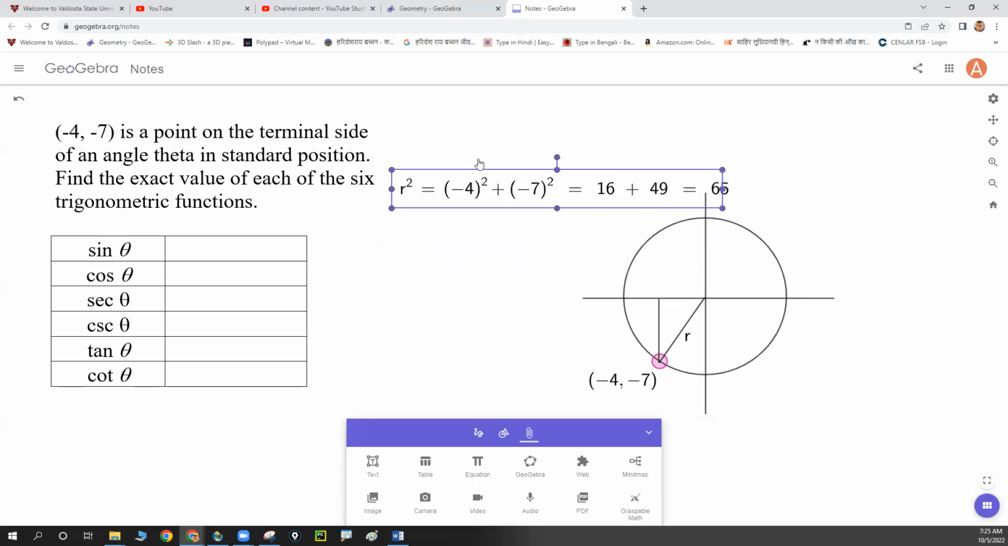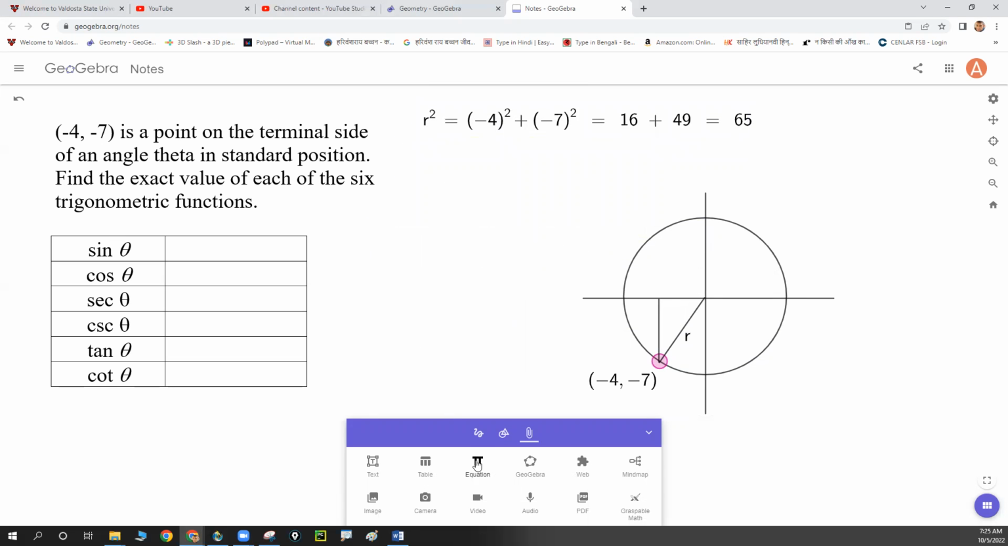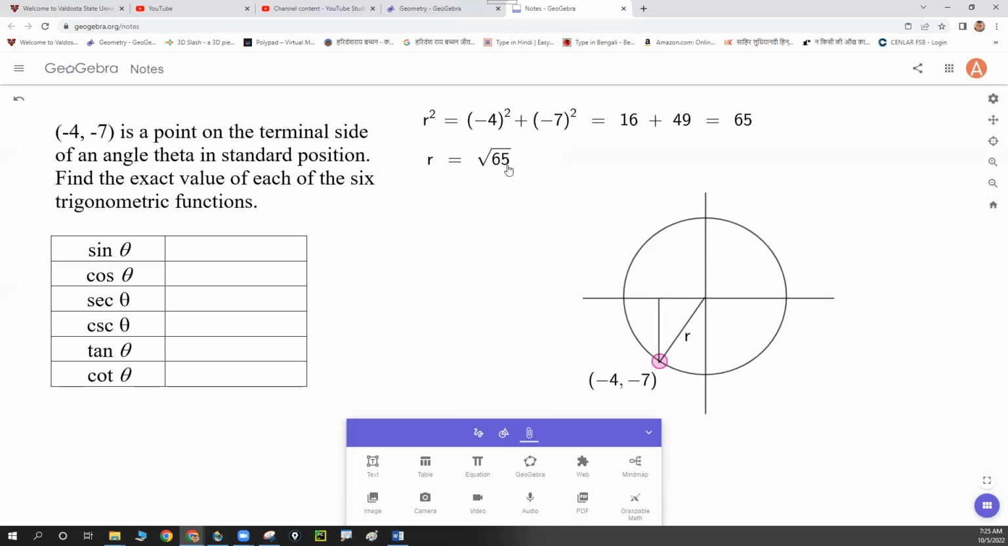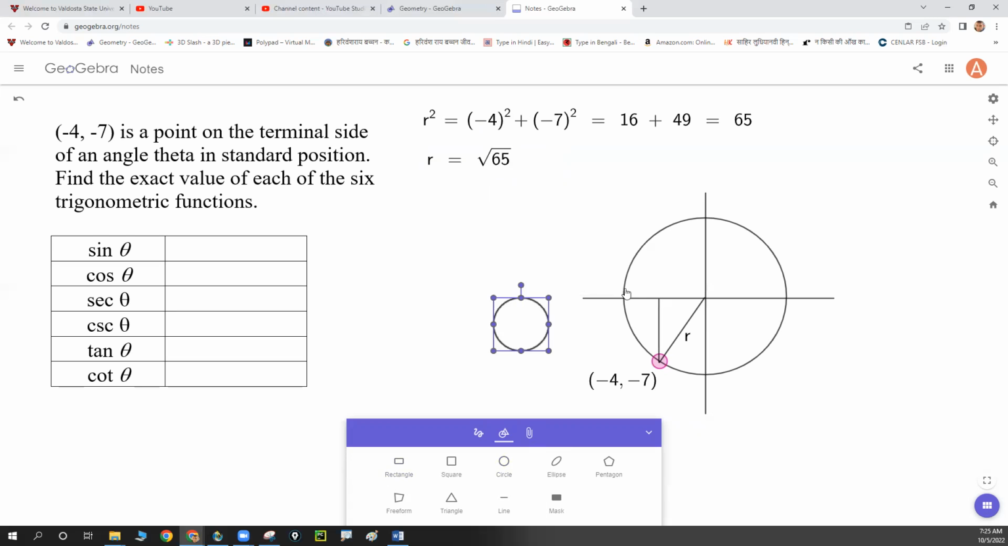So far, so good. Now, from here, I can conclude R is the square root of 65, and radius is positive, so we consider the positive value, and clearly square root of 65 is more than 1, so we are not on the unit circle. Everything we know about the definition of sine and cosine must be based on the unit circle. So I'm going to draw a smaller circle with the same center, and I'm going to pretend, again, I don't have to be exact, this is the unit circle with the same center.